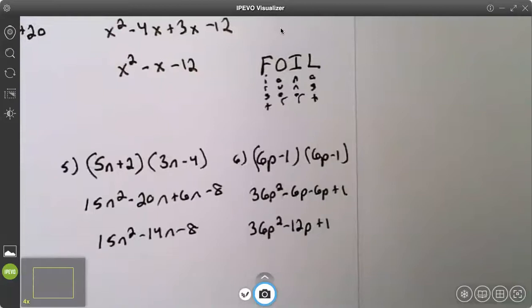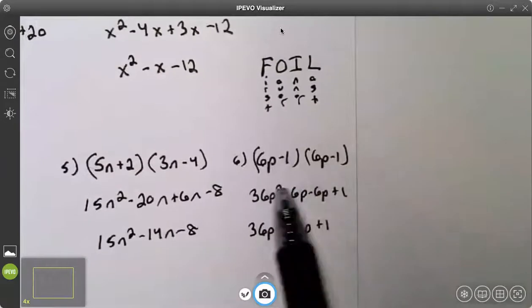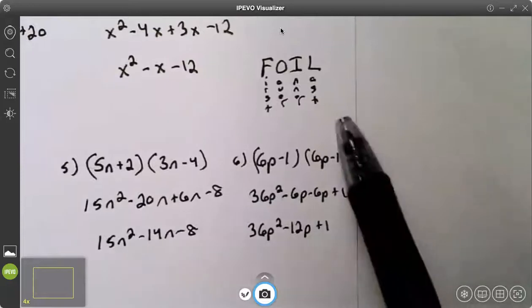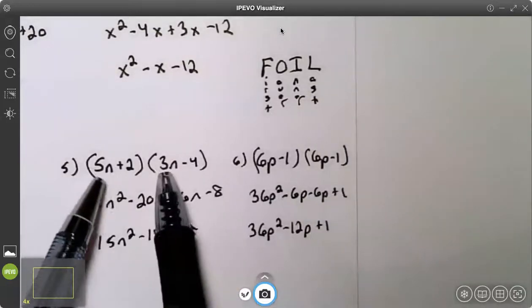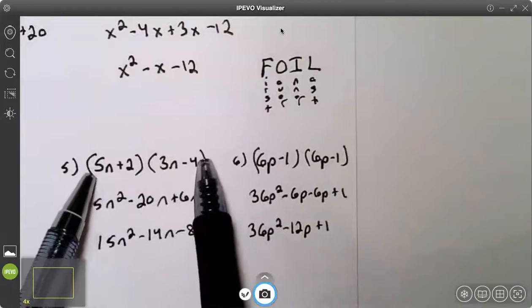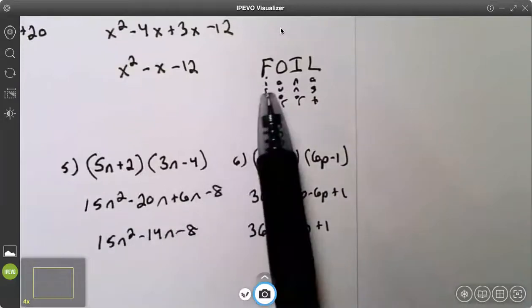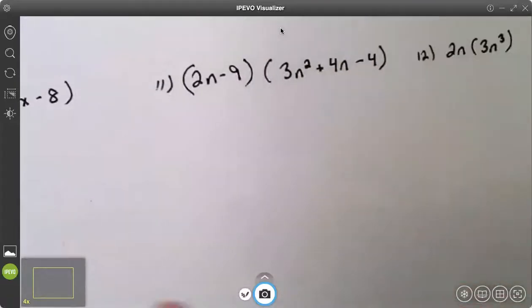The reason I don't care about the FOIL method is because it only works with two binomials, and not all math problems involving polynomials are two binomials. Plus, it's easier for me to just think about the distributive property. I distribute the 6p 2 times, then I distribute the negative 1 2 times. It works out that I multiplied the first two together, the outer two together, the inner two together, and the last two together, FOIL. It doesn't work when you have anything besides two binomials. It doesn't work on this one, doesn't work on this one.